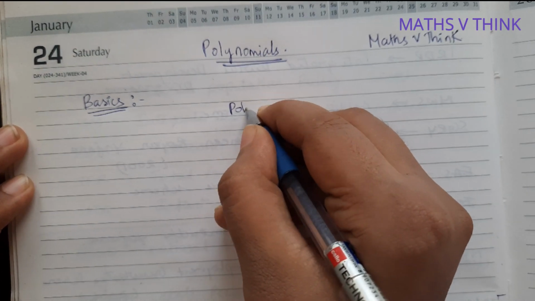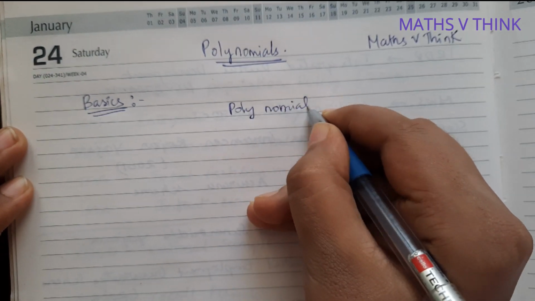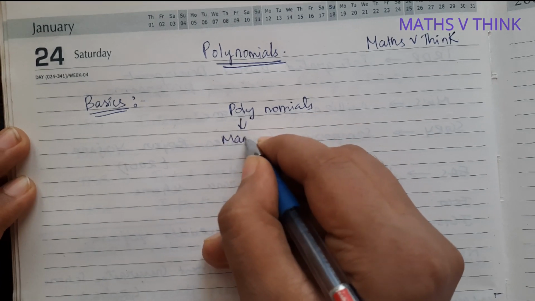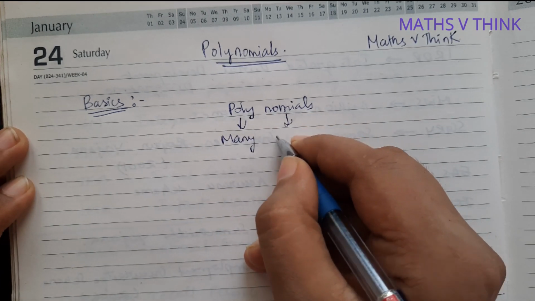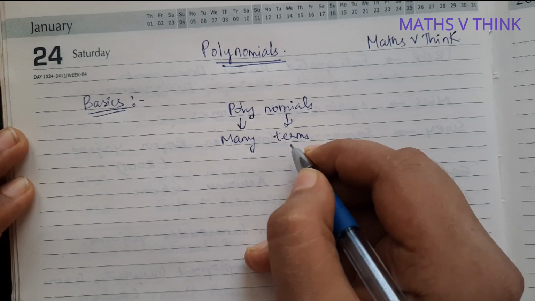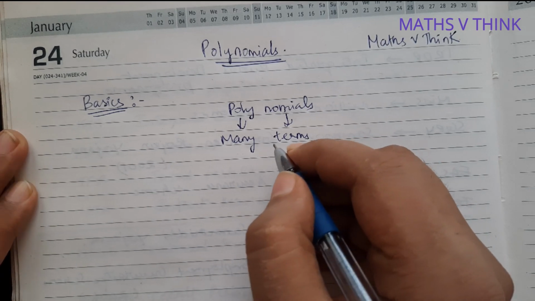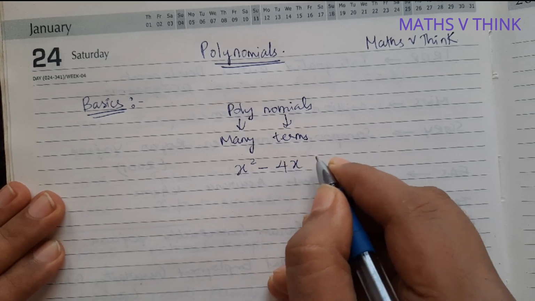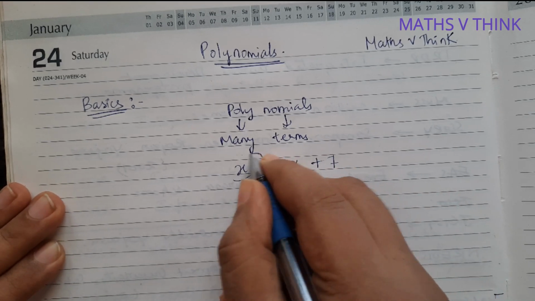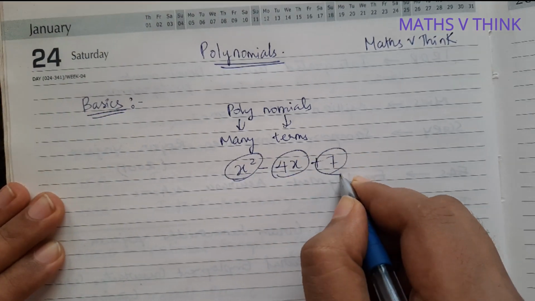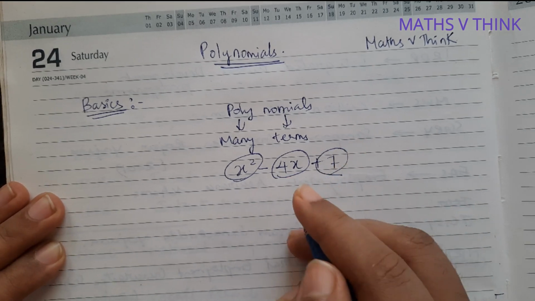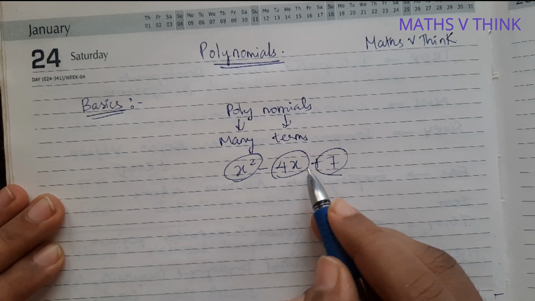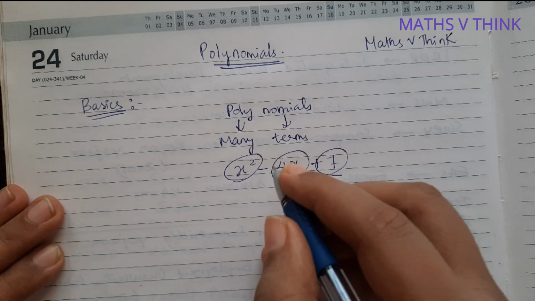Poly means many and nomial means terms. It's nothing but the combination of many terms. For example, x square minus 4x plus 7. These are the terms. So that's why it's also a combination of variables and constants and coefficients.